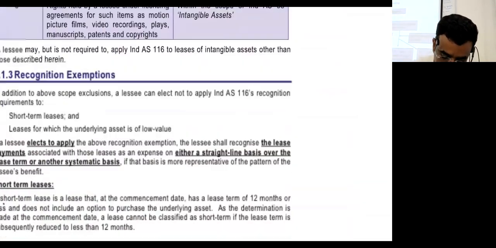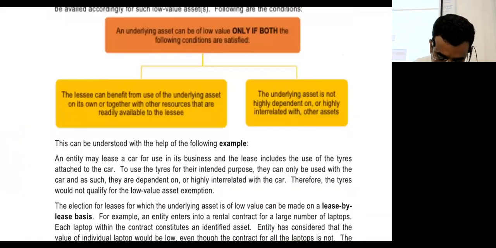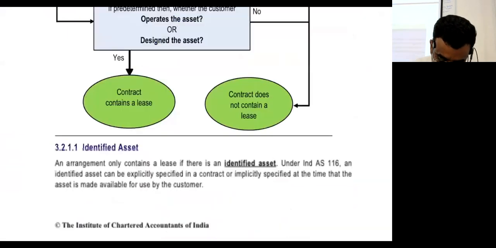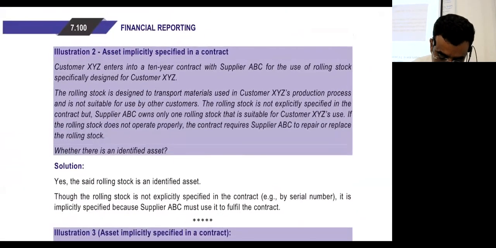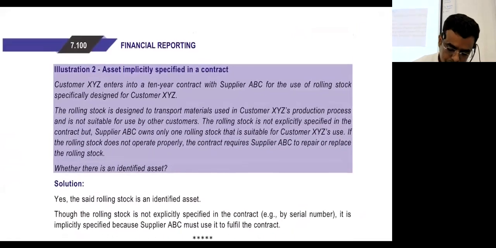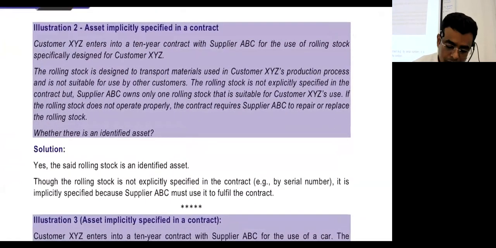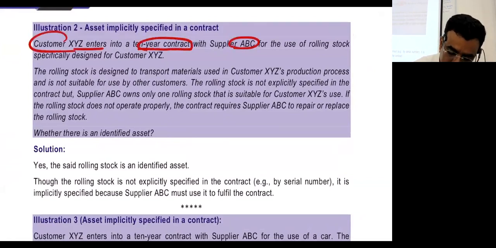Illustration number... identified assets. Illustration 2. Correct? Customer XYZ entered into a 10 years contract with supplier ABC. Now he is a customer, he is a supplier. Correct? XYZ is a customer, he is a supplier.